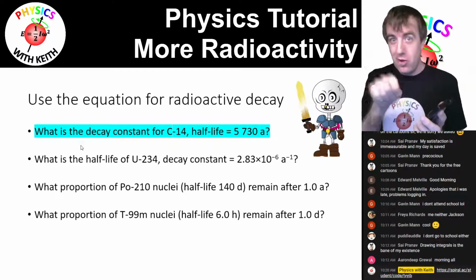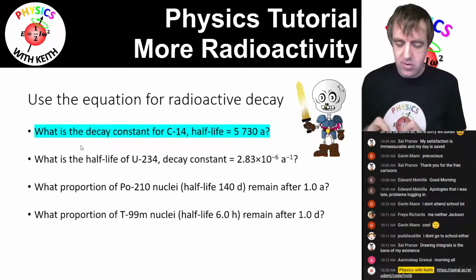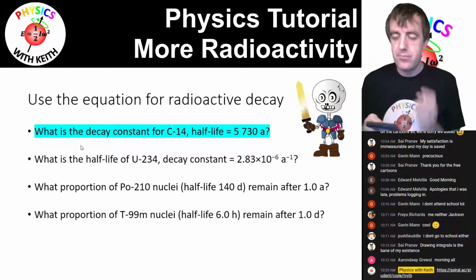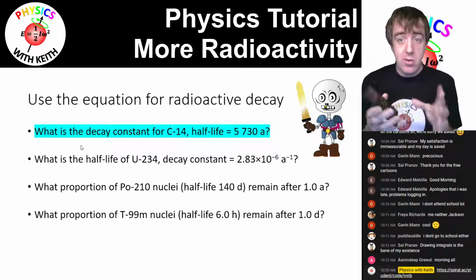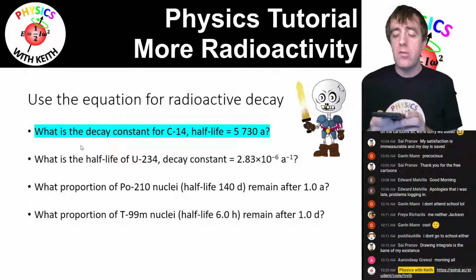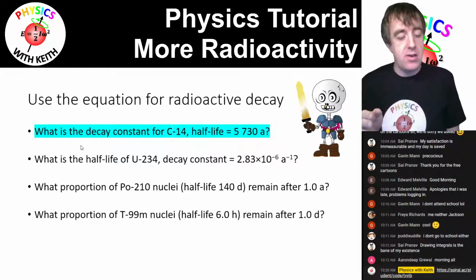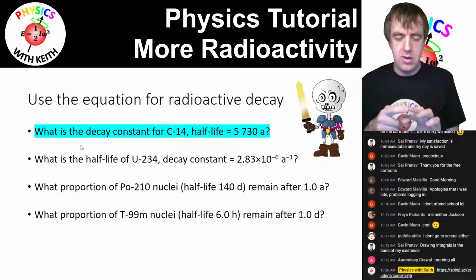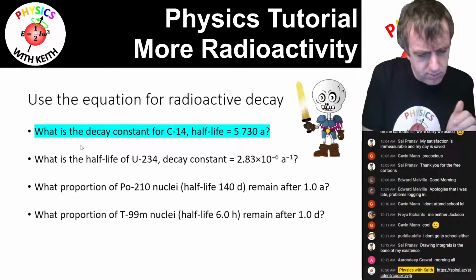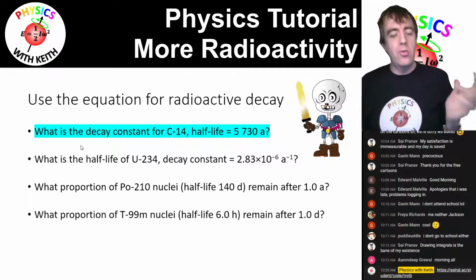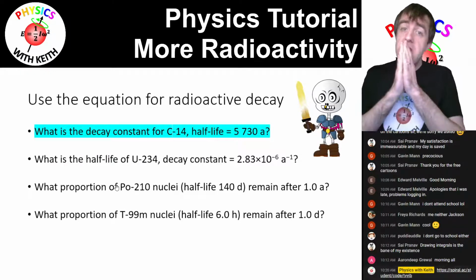Open bracket, natural log of 2, close bracket, divided by the half-life, which here is 5730. And that gives you a number. Most of you are giving me the correct number there of 1.21 times 10 to the negative 4. Or some of you didn't put it in standard form. You wrote down 0.000121 or something like that. That's okay. So that's the number.